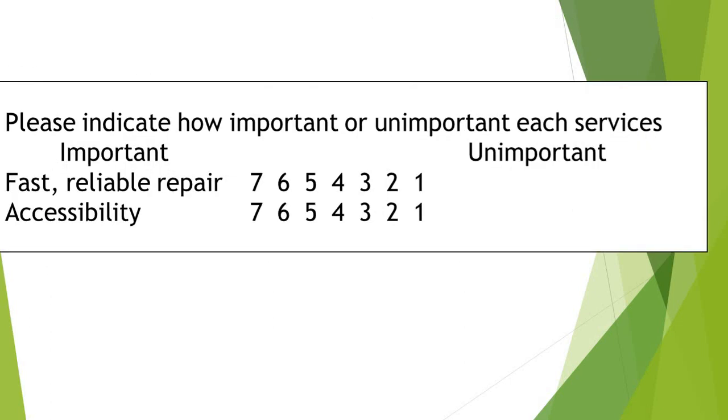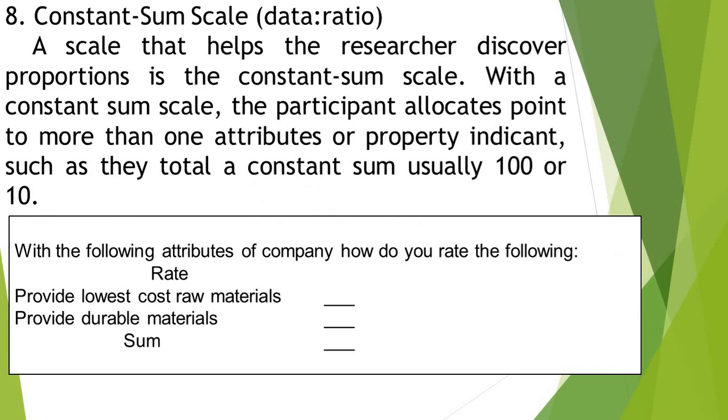So, please indicate how important or unimportant each service is. Important, so fast and reliable. The same with the semantic, we are using two contradicting adjectives. So, in the level, fast, reliable repair. So 7 or 6 or 5, 4, 3, 2, 1. 7 is the highest, 7 is nearest to important, and 1 is nearest to unimportant. In terms of accessibility, so that is the example of the rating scale.